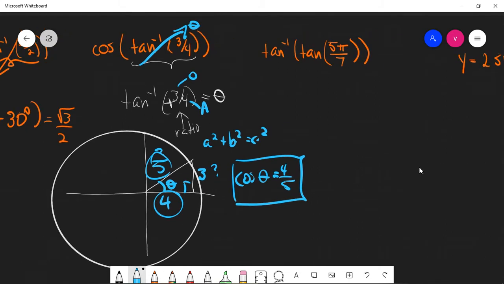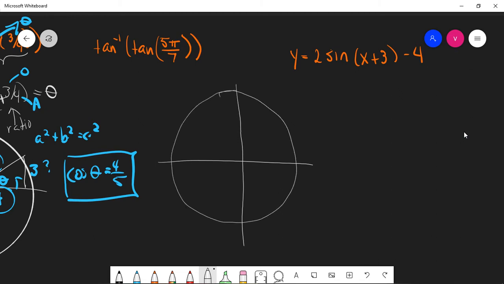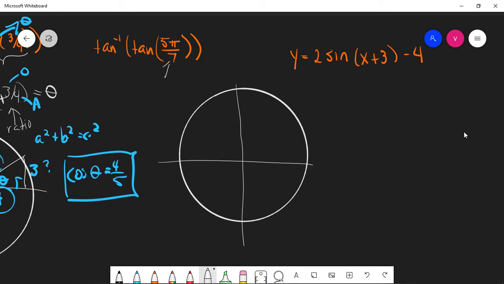Okay, here's another one. It's a little trickier. So we have, let me draw another unit circle. Inside out, the tangent inverse of 5π/7. Okay, you have never done sevenths. Just go with it. You can do this. We can figure this out. This pi is the same as 7π/7. So put it in sevenths.